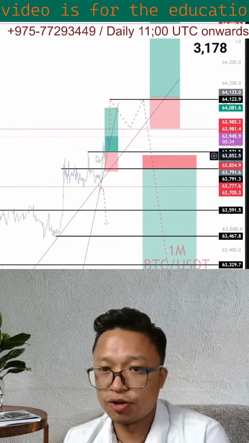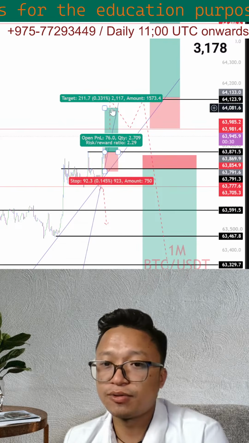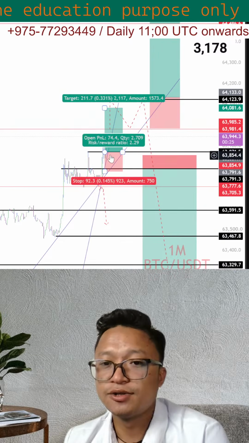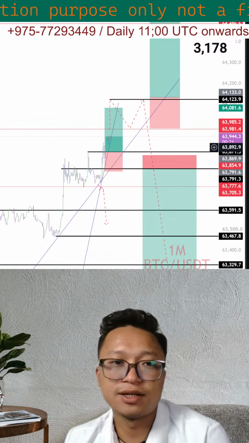For now, a small long stance. If it breaks out and continues from here, you might like to hold. Otherwise, you need to book profits and move your stop loss immediately to the entry, so you'll be able to absorb these levels as well. Risk always comes with a little bit of advantage, right?